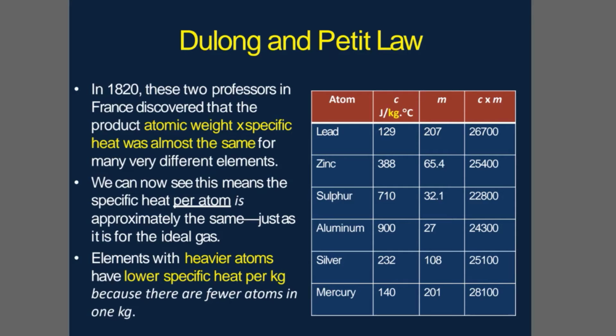Elements with heavier atoms have lower specific heat per kg because there are fewer atoms in 1 kg. Let us take sulfur. The C is 710 joules per kg degree Celsius, with a mass of 32.1, where C times M equals 22,800. If we take mercury, C is 140 joules per kg degree Celsius, where M is 201, and C times M is 28,100.